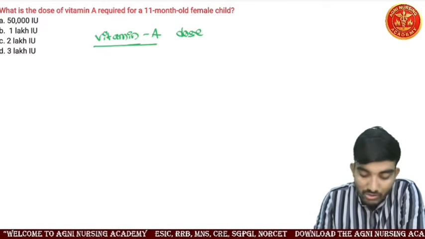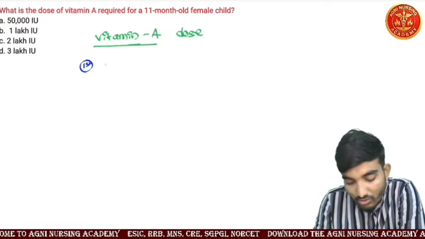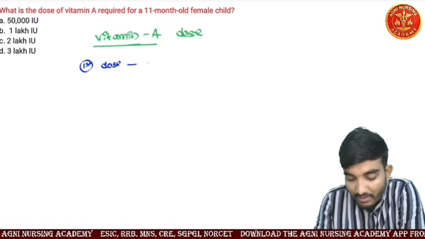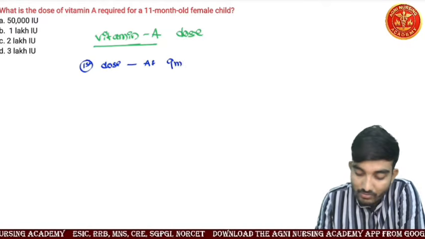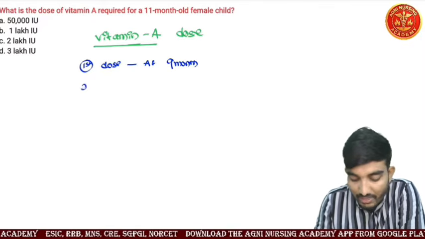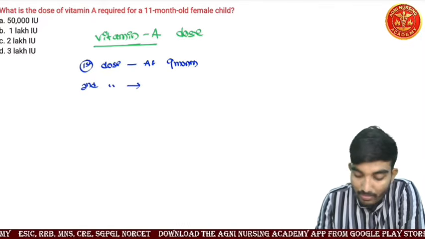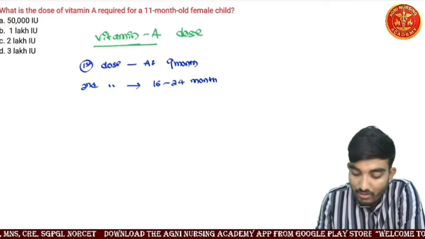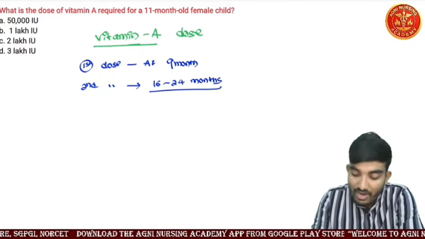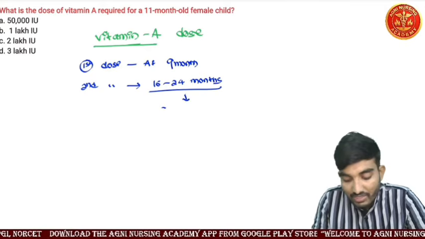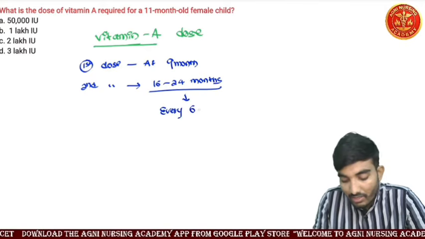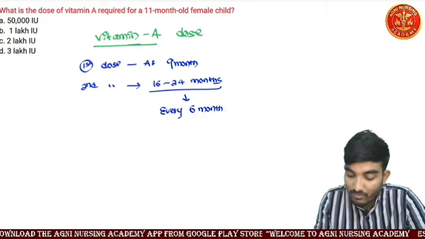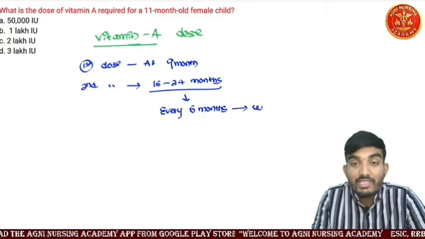We'll give the first dose at 9 months, and the second dose between 16 to 24 months. After that, we'll give it every 6 months up to 5 years.